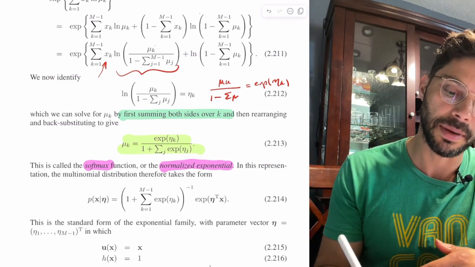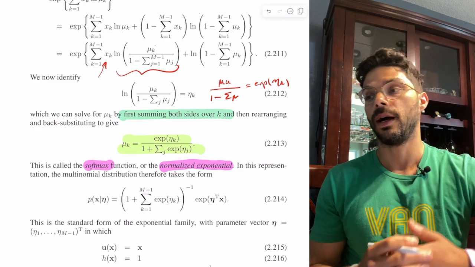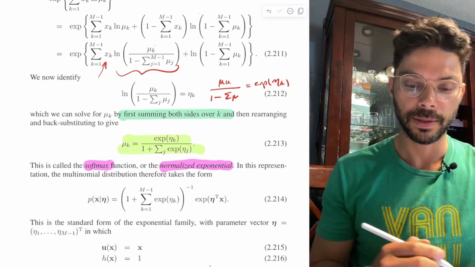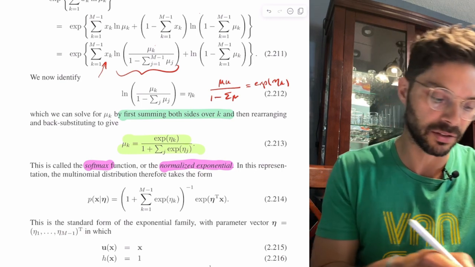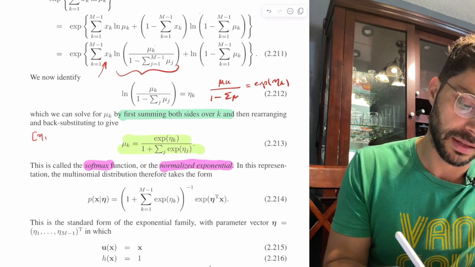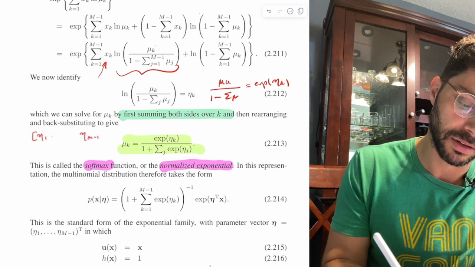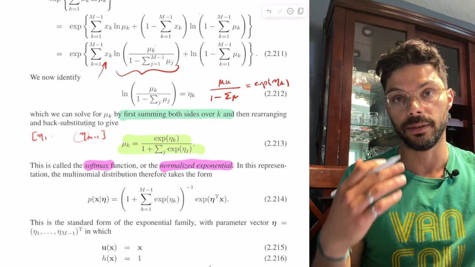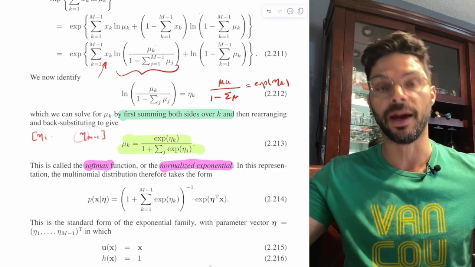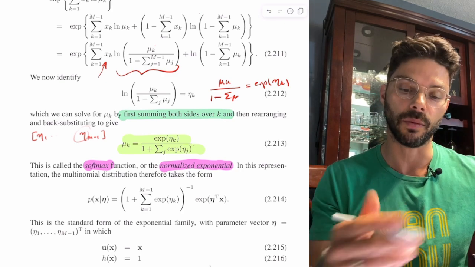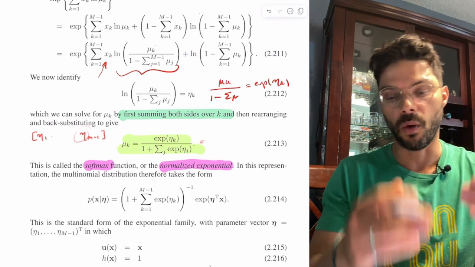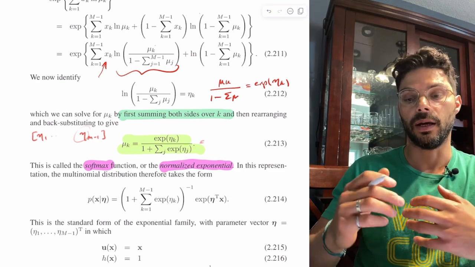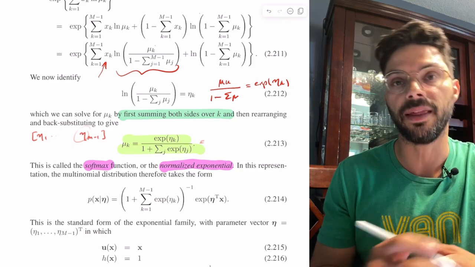And the way it works is that this exponential function is going to magnify the magnitudes of the elements in this vector eta. So if you have eta 1 all the way to eta m minus 1, imagine if one of them is very large. Then when you exponentiate it, that exponential is going to magnify the difference between that largest value and the rest. And then when you divide by 1 plus that sum, it's going to dominate that sum as well.